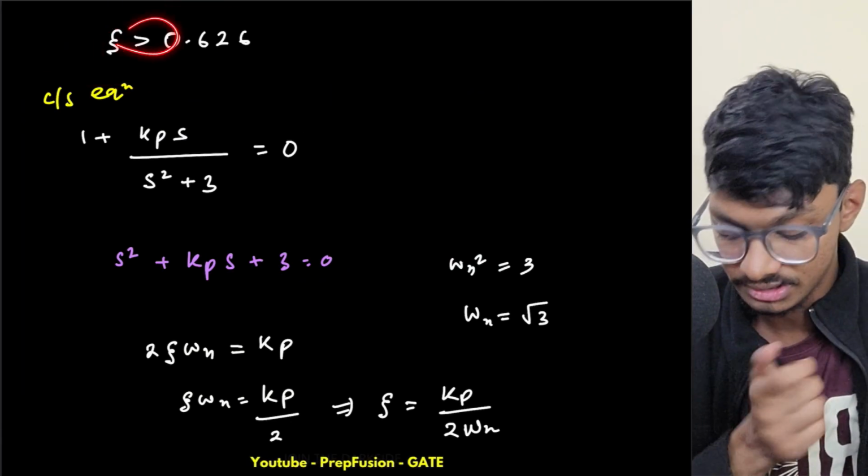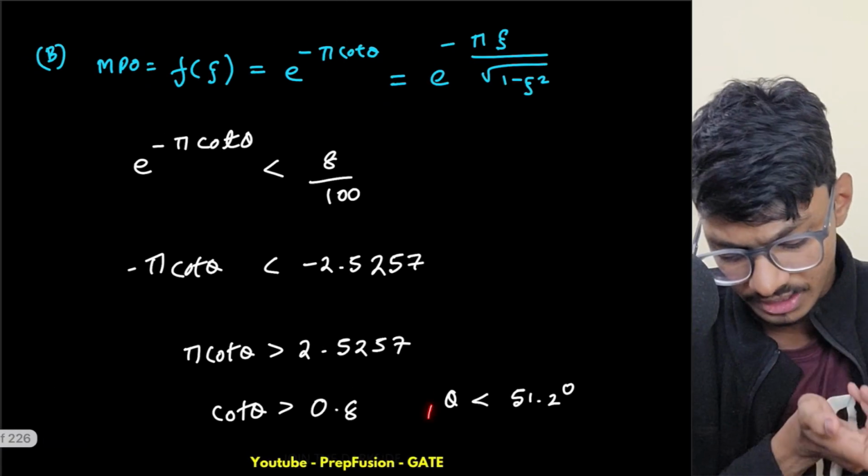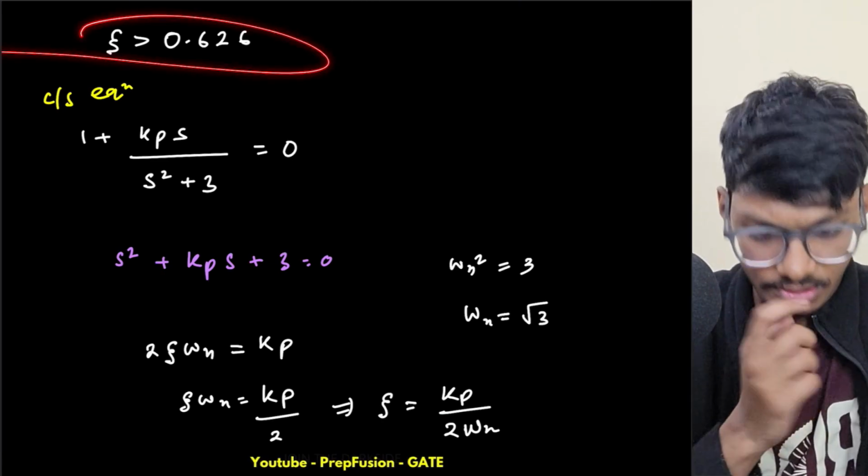Now also you can understand that zeta has to be greater than sine, or the simple angle thing I have told you, right? With intuition you can understand.